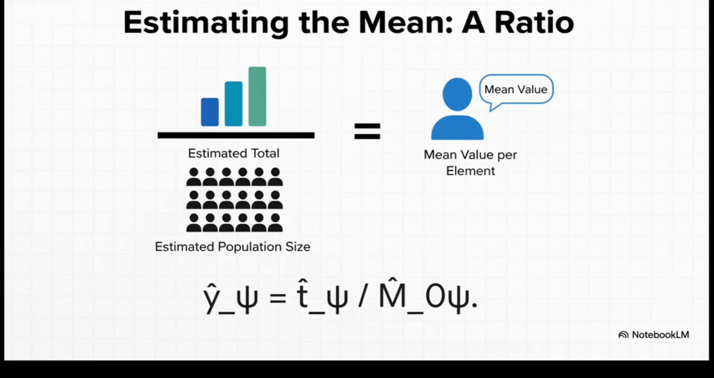Now, getting the mean is pretty intuitive, right? It's just the total divided by the count. In survey statistics, we call this a ratio estimator. We take our estimated total that we just calculated, and we divide it by an estimate of the total population size. We have to estimate the count for the same reason we had to estimate the total. We only have a sample, not a full census. And that population size estimator, M hat, uses the exact same logic we just saw. You inflate the known sizes of the groups you sampled.